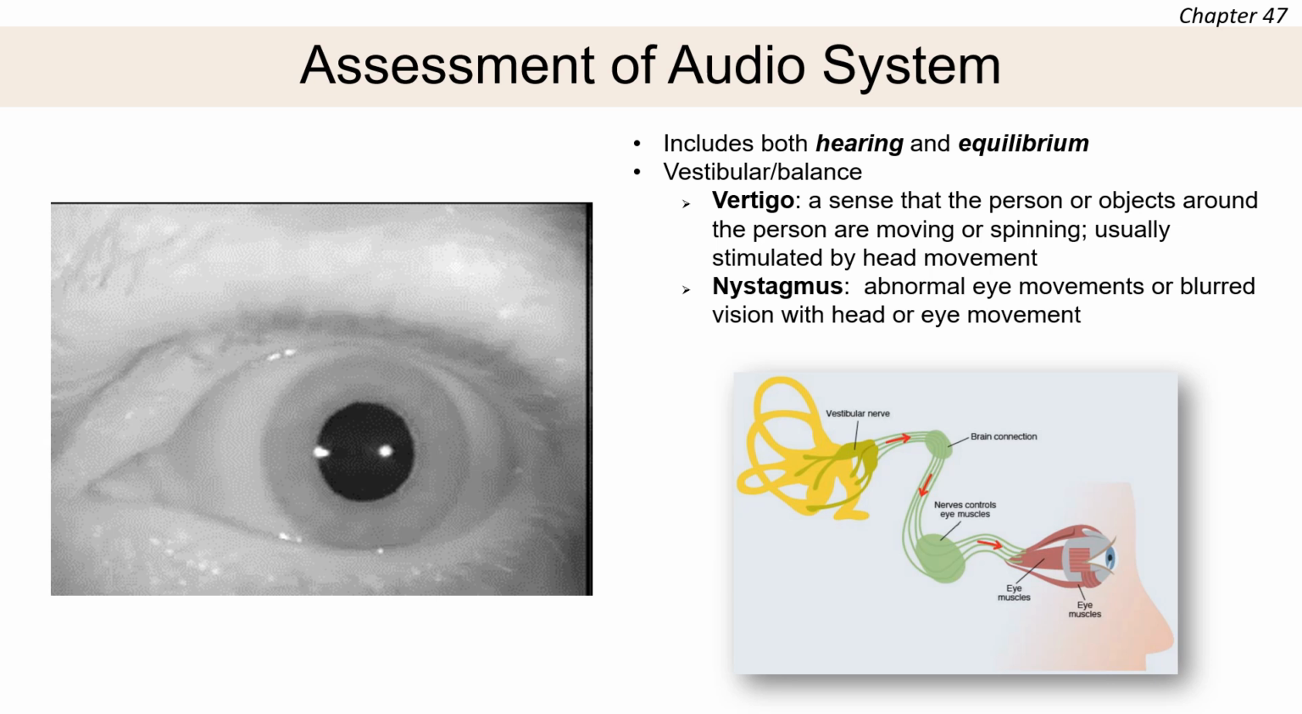This isn't to be confused with dizziness. Dizziness is a sensation of being off balance. There is a difference, and sometimes those words are used interchangeably by patients, but you want to prompt them to find out if it truly is a vertigo sensation they're feeling. Then we have nystagmus. Nystagmus is abnormal eye movements or blurred vision with head or eye movement. It's seen as twitching of the eyeball, or it's described as blurring of vision with head or eye movement. The patient may describe it like that, or you can assess the patient for this twitching of the eyes.